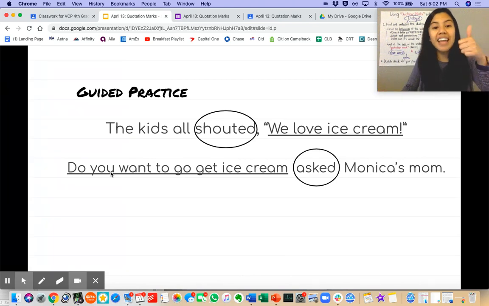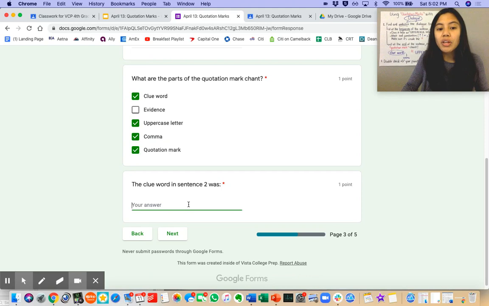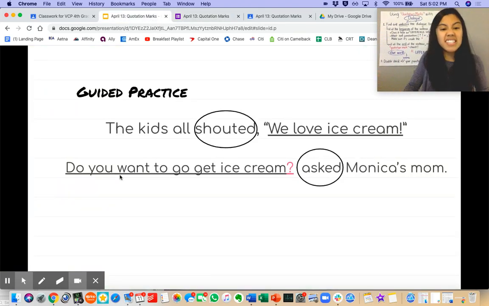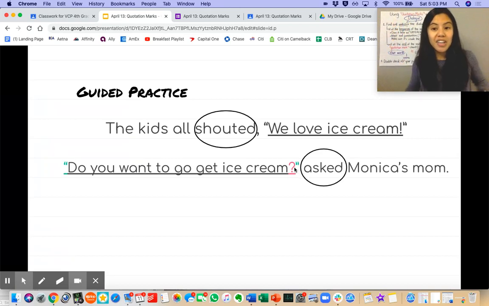Let's add that to our last question. The clue word in sentence 2 was asked. Good. Friends, notice how this dialogue is a question. Even though this dialogue is in the beginning of the sentence, I still need to treat it like it's its own sentence. It is an interrogative sentence, which means it should end in a question mark. And remember, I need to put quotation marks around the dialogue, including this question mark. Quotation marks go around the dialogue, including end punctuation.